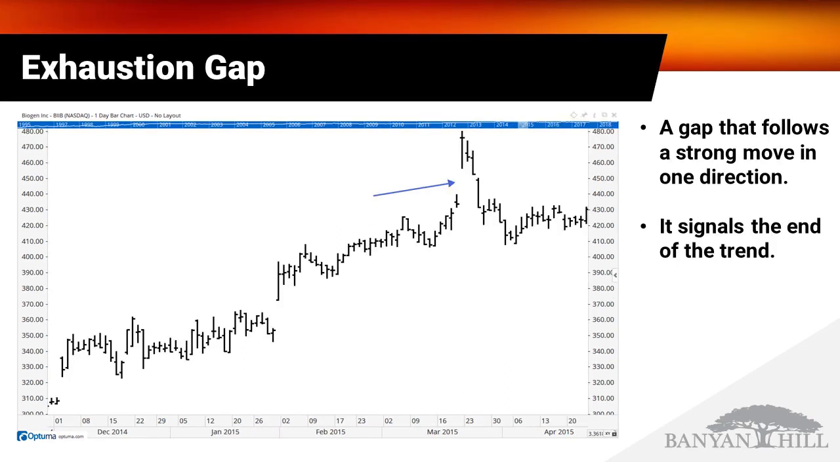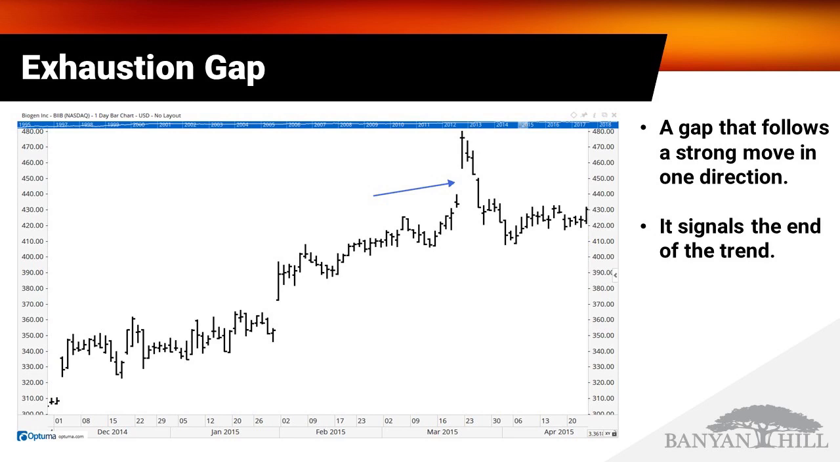An exhaustion gap tells us that's it. This is that same chart of Biogen that we looked at with the runaway gap, and here we have the breakaway, the runaway. The third gap is just exhaustion. This is again an earnings-driven move, but it's just the end. Traders have run out of steam, so to speak.